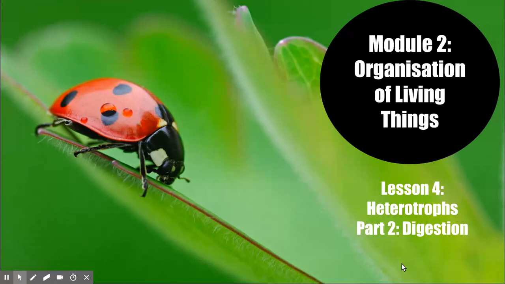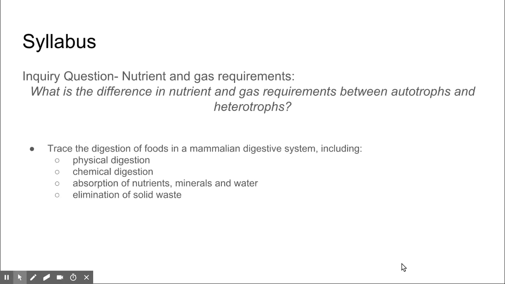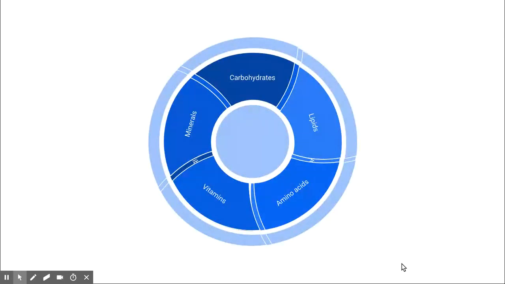Welcome to part two of the lesson 4 heterotroph series in module 2, the organization of living things. In this video, we're going to be focusing on the digestive systems of heterotrophs, and we're going to be able to differentiate between physical and chemical digestion, but also some of the different models of ways in which we can have a digestive system organized.